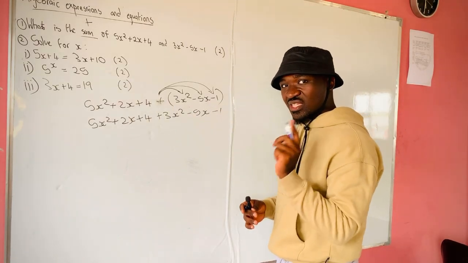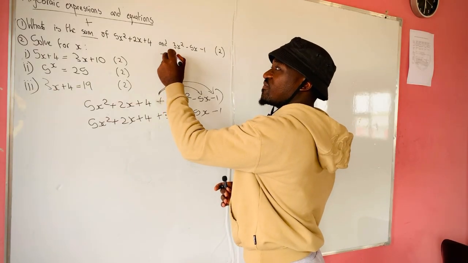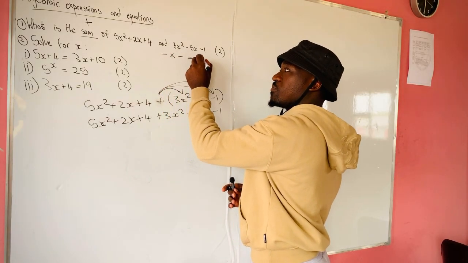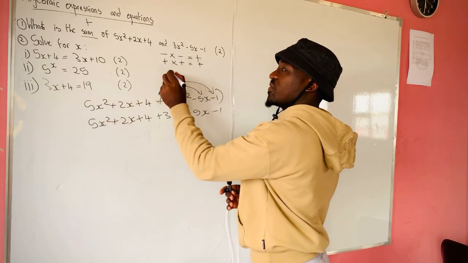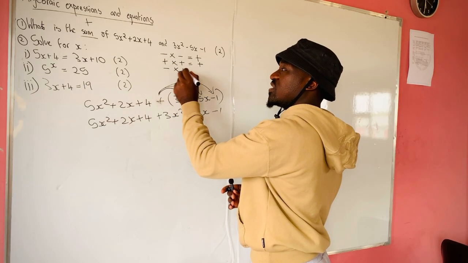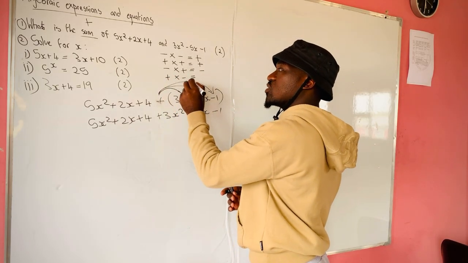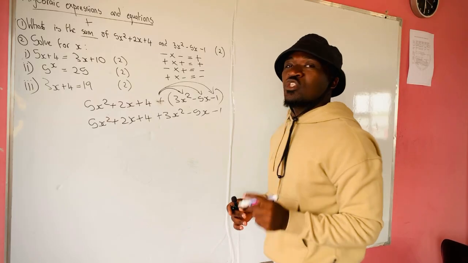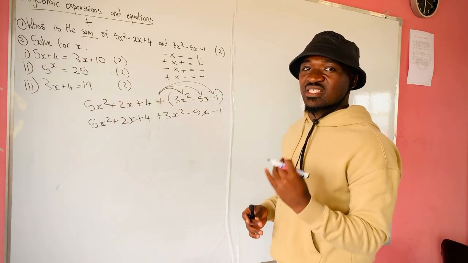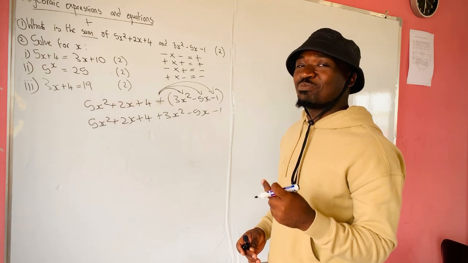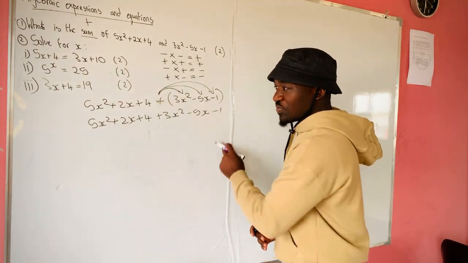Let's revisit the sign rules. When it comes to signs, negative multiplied by negative is equal to positive. Positive multiplied by positive is equal to positive. Negative multiplied by positive is equal to negative. Then positive multiplied by negative is equal to what? Negative. So now you get to see the pattern. If you multiply the signs that are the same, we get positive. If you multiply the signs that are different, we always get negative. So now it's like this.